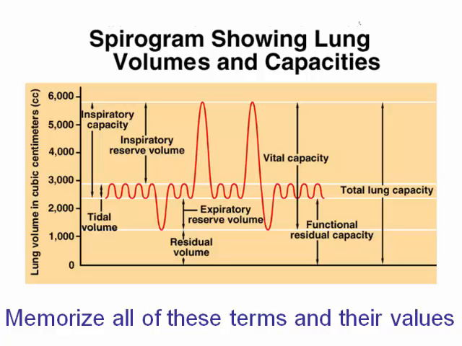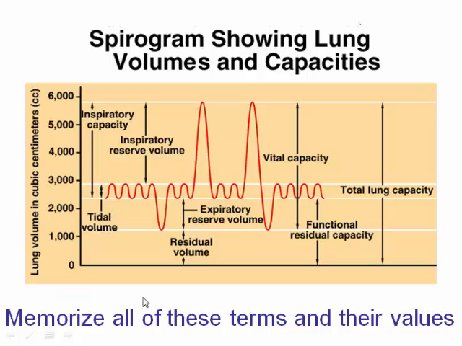This is a spirogram made with a machine called a spirometer, and you can breathe into a spirometer and measure the lung volume in milliliters. This says cubic centimeters, which is the same thing as a milliliter. When you breathe in and out, the maximum you can go is like 6,000 milliliters. The minimum is 0. A normal inhale-exhale that you have is called the tidal volume. Like the tide, it comes in, it comes out.